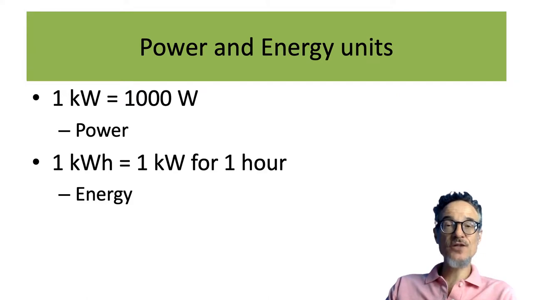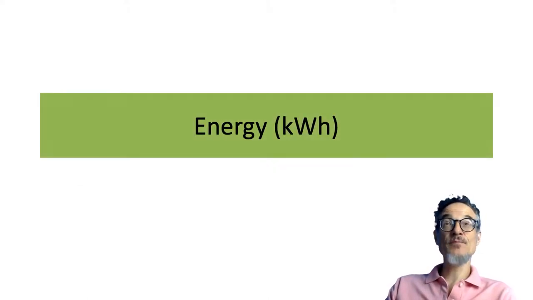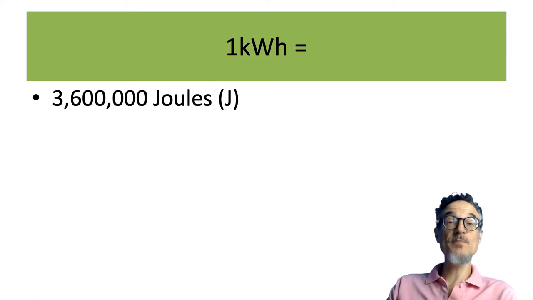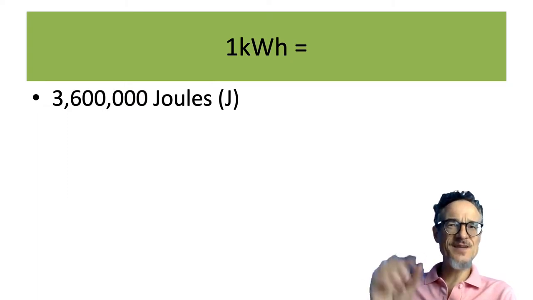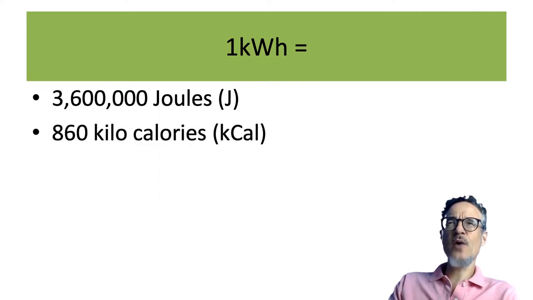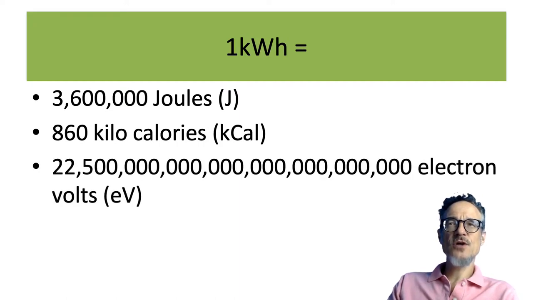So we're just going to go back to talking about energy now, and specifically we're going to talk about energy in kilowatt hours. This is my favorite unit for talking about energy. 1 kilowatt hour is 3.6 million joules. A joule is a pretty small amount of energy, really. And a kilowatt hour is 860 kilocalories. It's a lot of electron volts. Electron volts are not very useful in the real world. You need so many of them.